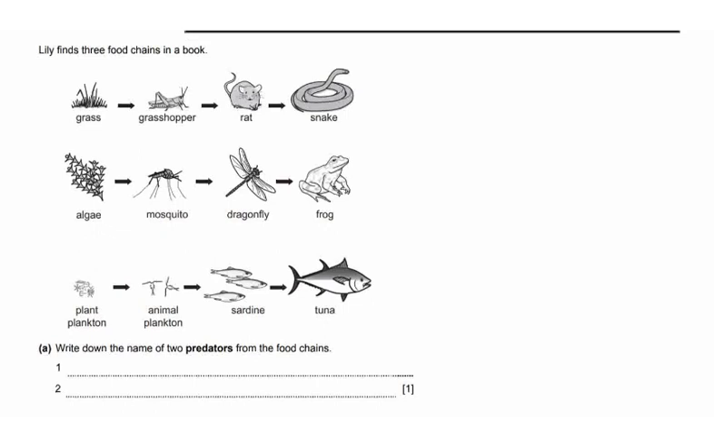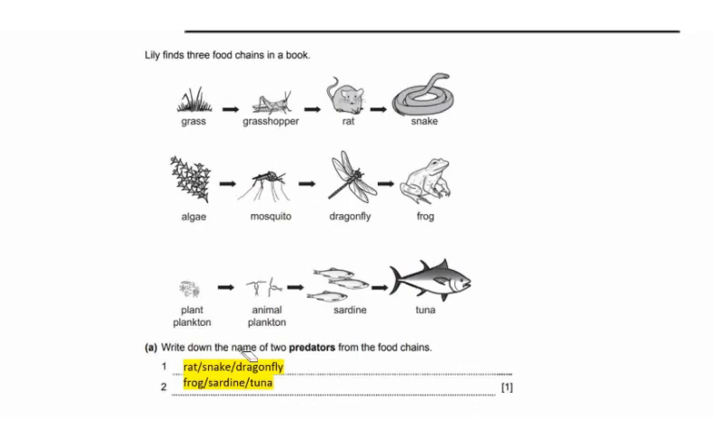Now we are going to see the mark scheme or the answer. Well, the answer may vary. It can be a rat, snake, dragonfly, frog, sardine, or tuna. Predators means an animal that eats or hunts another animal. So rat will eat grasshopper, snake eats a rat, dragonfly eats mosquitoes, frog eats dragonfly, sardine eats animal plankton, and tuna eats sardine. So these all answers are correct. We just have to provide one answer for the first number and another answer for number 2. We don't have to write all these answers, but just 2 animals.